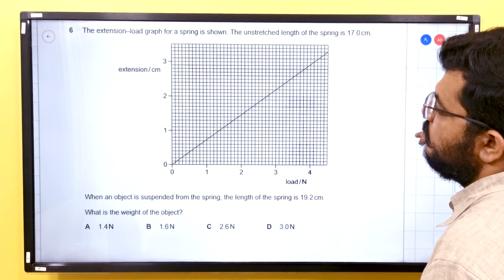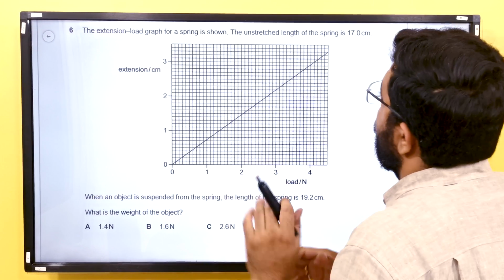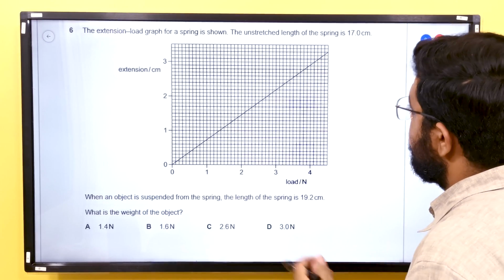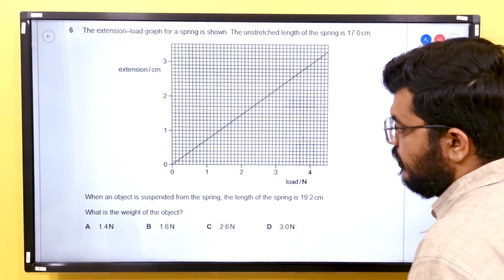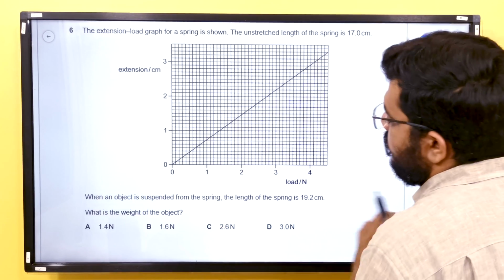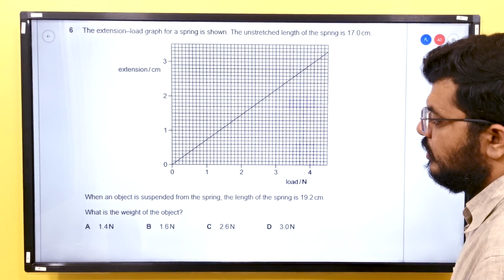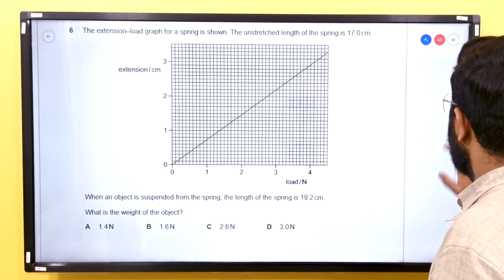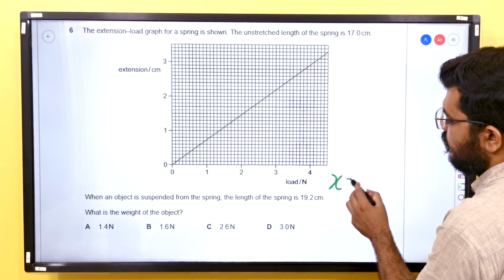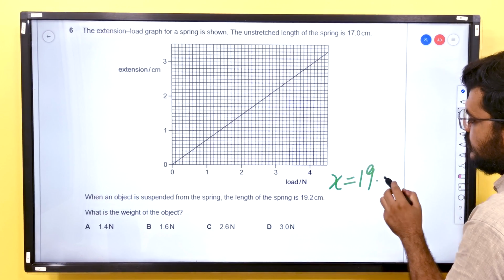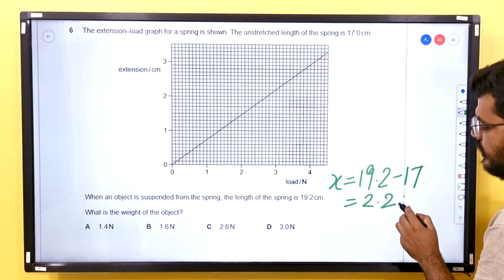Let's go to question number 6. The extension load graph for a spring is shown. The unstretched length of the spring is 17 centimeter. When an object is suspended from the spring, the length of the spring is 19.2 centimeter. What is the weight of the object? Okay, first let us find the extension. Extension is equal to stretched length minus unstretched length. So it is 2.2 centimeter.